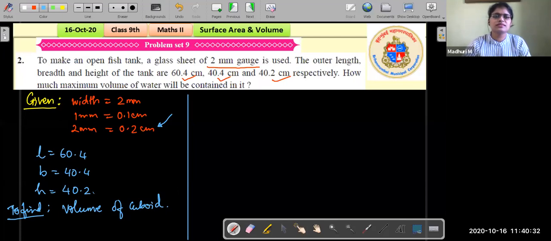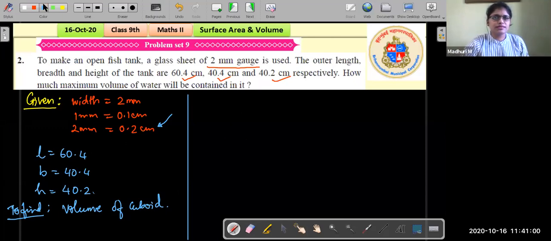Okay, so it is like the thickness of the glass. Because of this thickness, the volume will decrease. Try to understand, students. This is the thickness of the glass. A glass sheet is used to make that open fish tank. But because of this thickness, the volume will reduce, because the length, breadth and height of the open space that is inside is going to reduce.